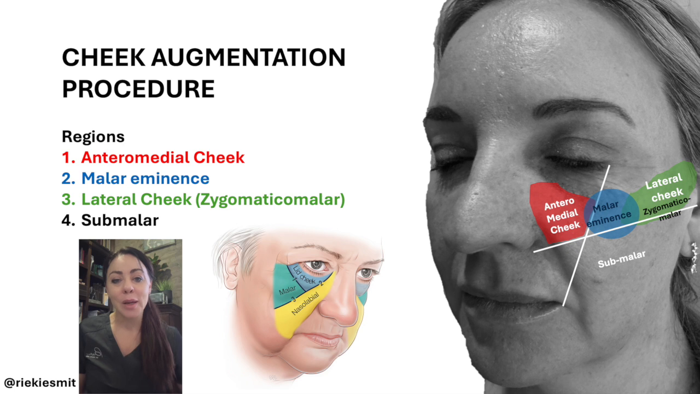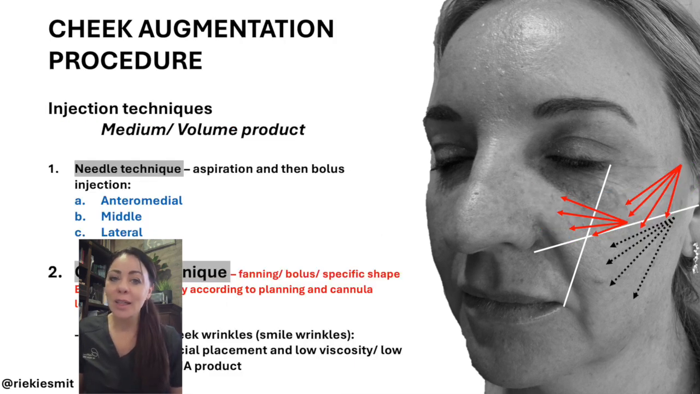I hope this will help you to give a very quick review of cheek augmentation procedures, and preferably, as I said, go with the cannula technique. A 22 gauge cannula is so much safer and you have so much more security and you can actually feel the layers. Good luck with your cheek augmentation procedures.